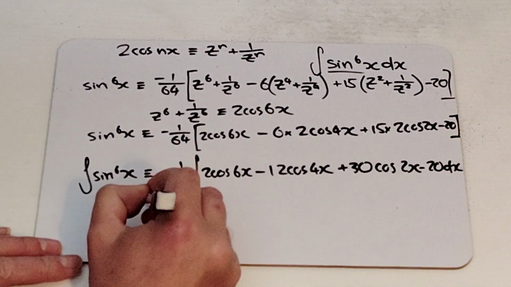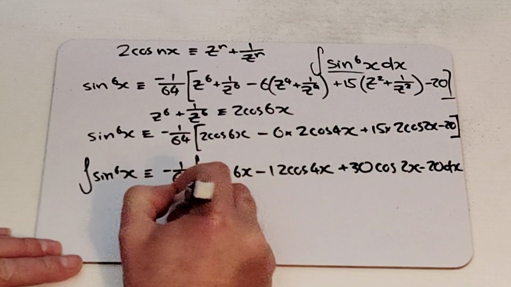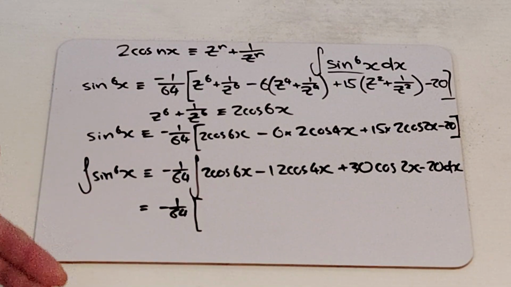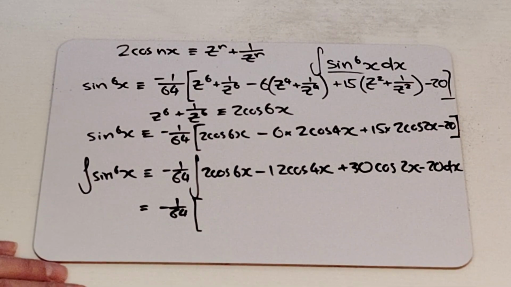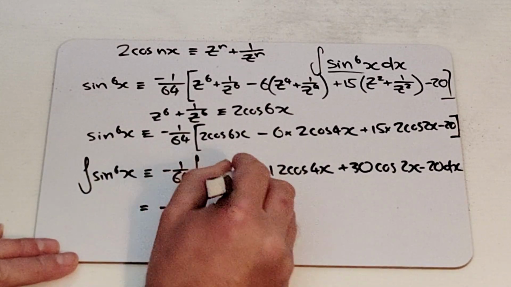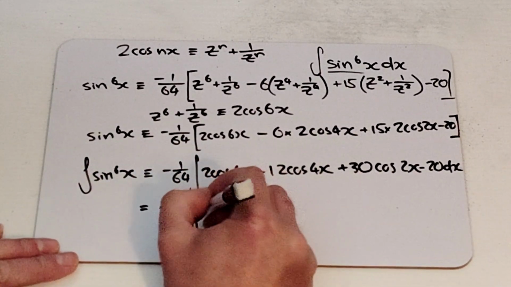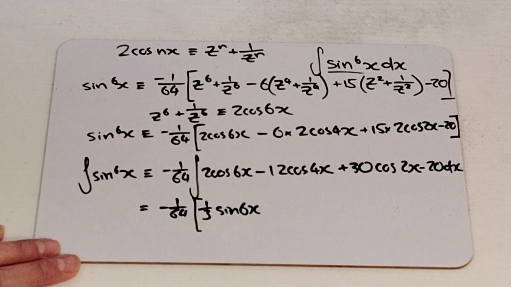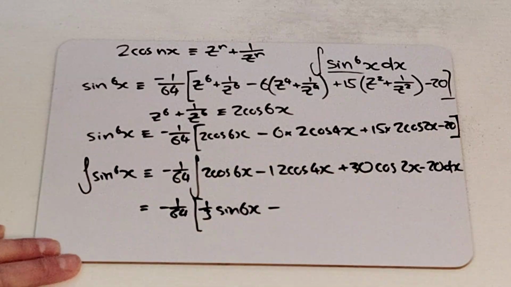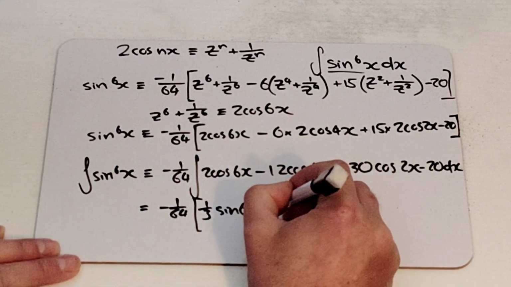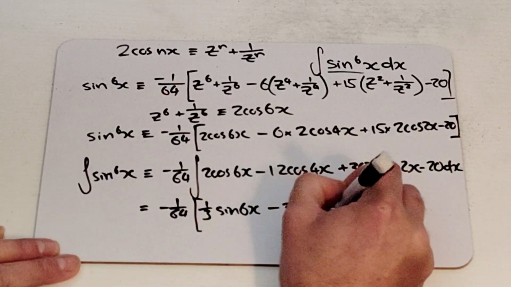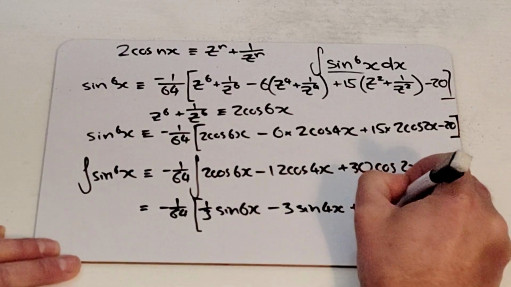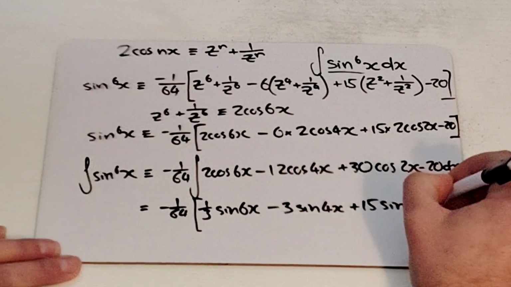Okay, so let's finish this off, shall we? So we're going to get negative 1 over 64 times, inside, sine differentiates to cos, so cos integrates back to sine with no change of sign. So it becomes 2 over 6 in front of the 6x. So it becomes a third sine 6x. The next one becomes negative 12 over 4, so in fact it becomes 3 sine 4x. And the next one becomes 30 over 2, so it's plus 15 sine 2x. And then at the end it's just minus 20x.